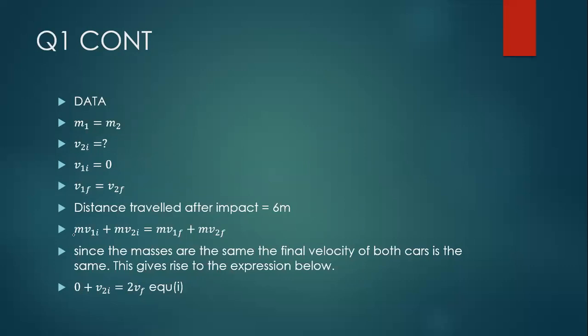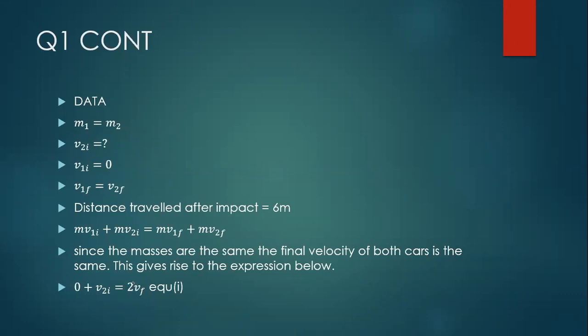Now we have to make sure that we write the equations of momentum, because even in perfectly inelastic collisions, momentum is conserved. So momentum 1 initial plus momentum 2 initial has to be equal to momentum 1 final plus momentum 2 final. Since the masses are the same, we can cancel out this m. Mass 1 we're told was at rest, mass 2 had a velocity, but at the end of the day, the two masses go with the same velocity.